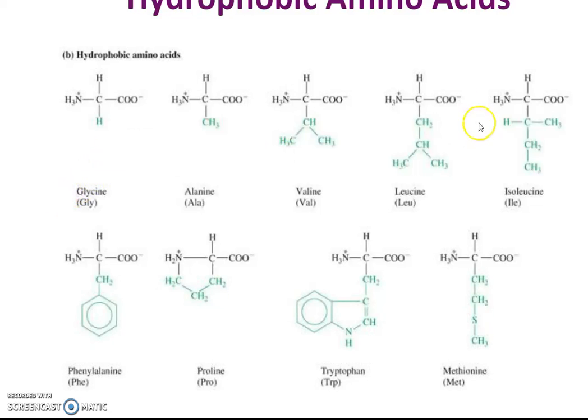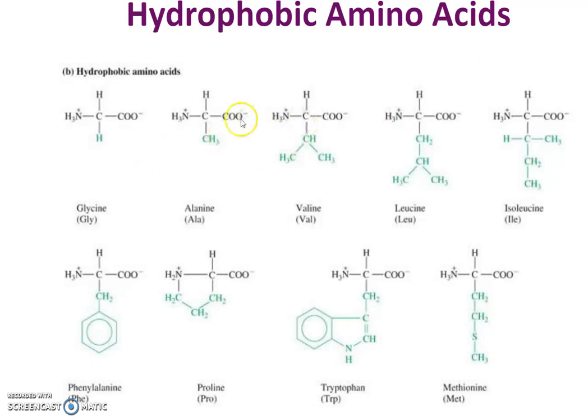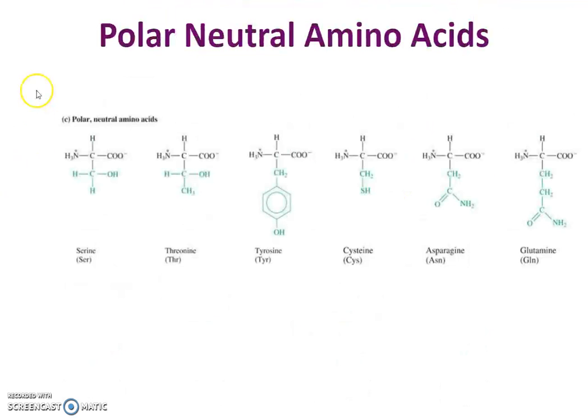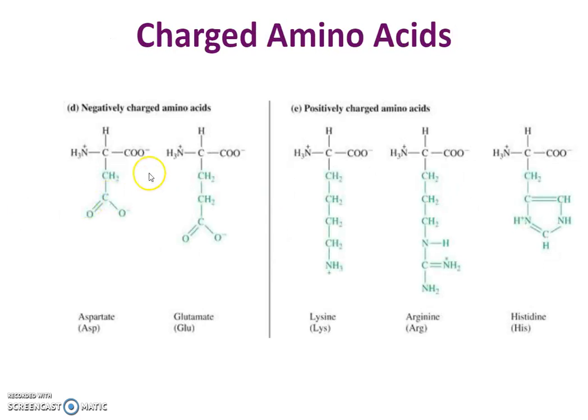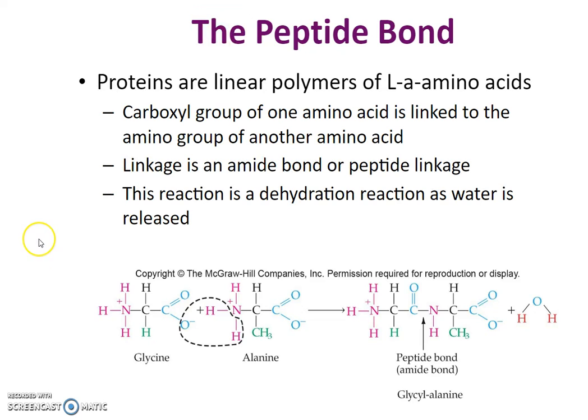And here's some of the structure of them. Some of the hydrophobic ones. And you can see they all have this basic structure with a different R chain or a different R group coming off of them. And then here are the polar neutral amino acids. You don't have to know the difference between them, but they all have different chains coming off of them. Negatively charged amino acids, positively charged amino acids. And the important thing is these amino acids are held together by a peptide bond. So the linkage that's going to hold all of these amino acids together right here is called a peptide bond.